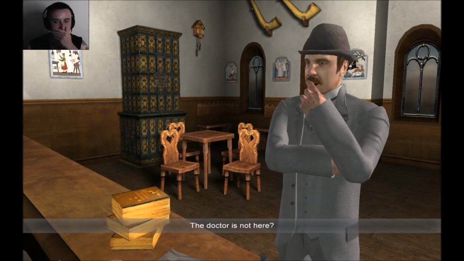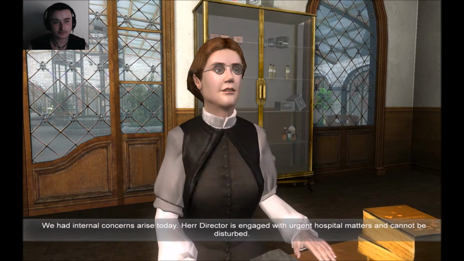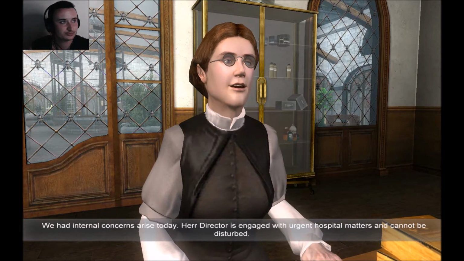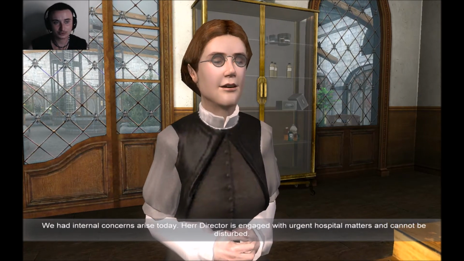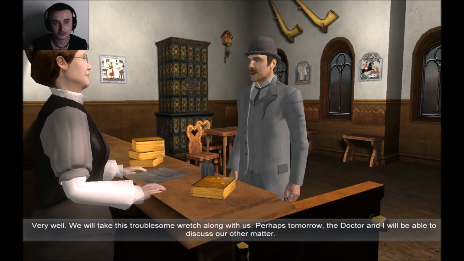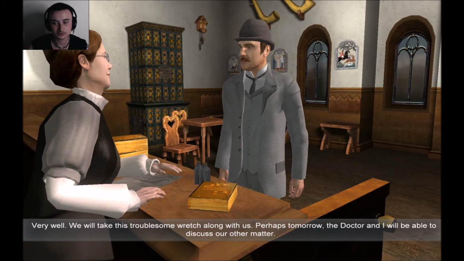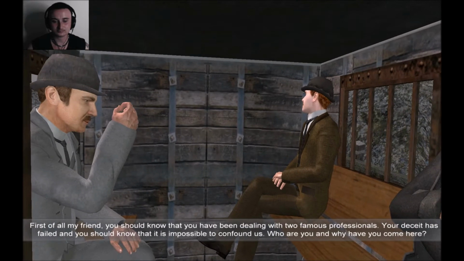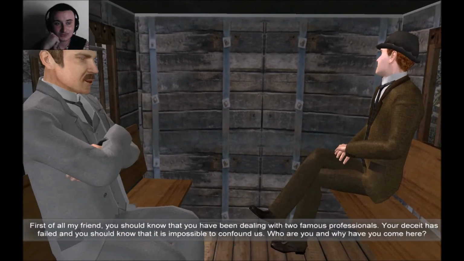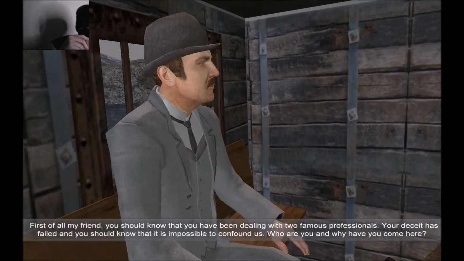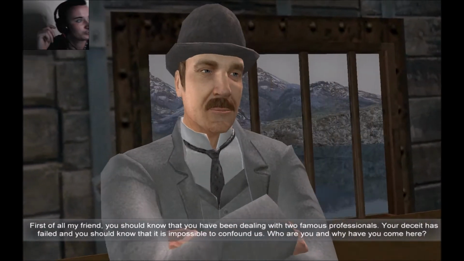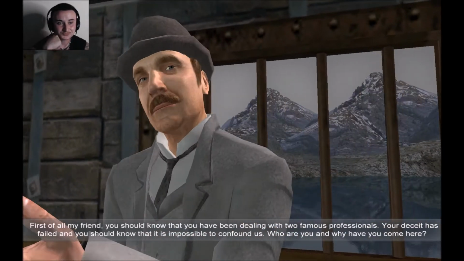The doctor is not here. We had internal concerns arise today. Herr Director is engaged with urgent hospital matters and cannot be disturbed. Very well. We will take this troublesome wretch along with us. Perhaps tomorrow the doctor and I will be able to discuss our other matter. First of all, my friend, you should know that you have been dealing with two famous professionals. Your deceit has failed, and you should know that it is impossible to confound us. Who are you, and why have you come here?